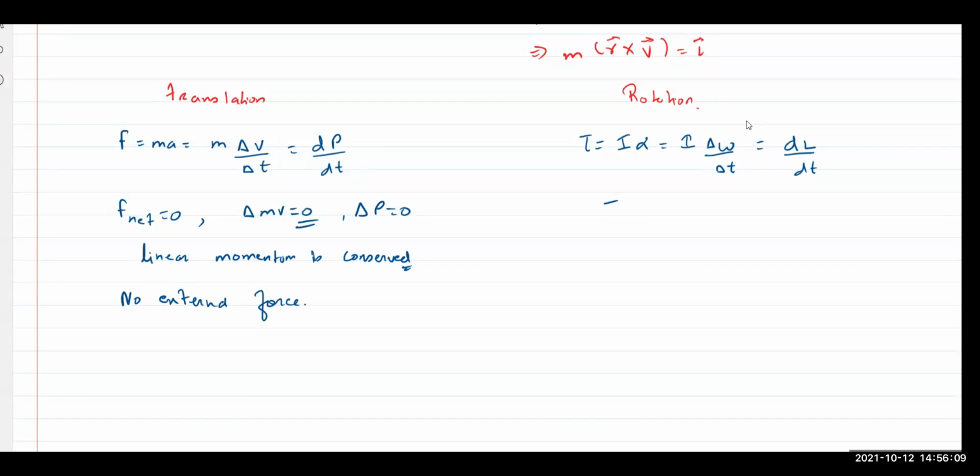Okay, now tell me, if I'm saying tau net is equal to 0, what can we conclude? If torque is 0, will there be any angular acceleration? No, right? There will not be any angular acceleration. Very good. So I can say delta L should be equal to 0. So in this case, angular momentum is conserved.